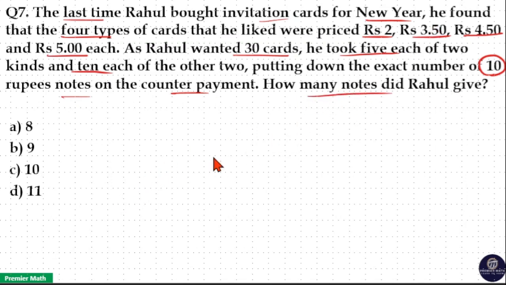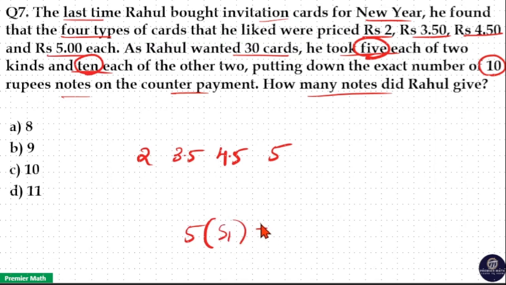Here, price of the cards are 2 rupees, 3.5 rupees, 4.5 rupees and 5 rupees. Now he took 5 each of 2 kinds and 10 each of other 2, which means 5 into sum of 2 prices plus 10 into sum of other 2 prices is clearly a multiple of 10. Now here there are 2 decimal point numbers. So you should take the sum of these 2. Then you will get the answer.